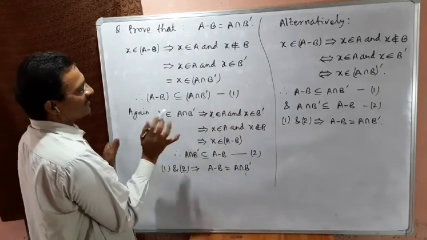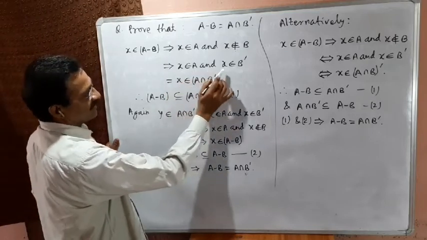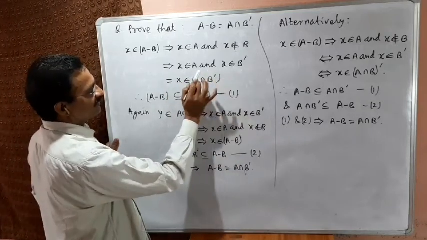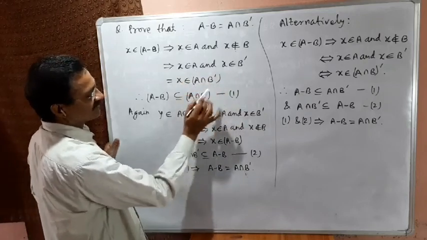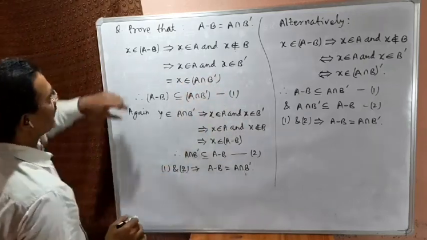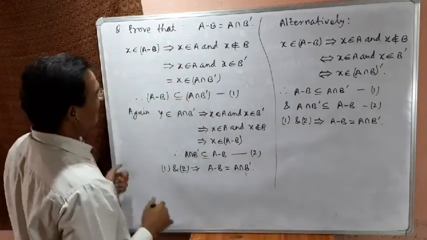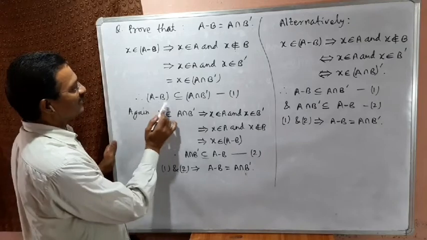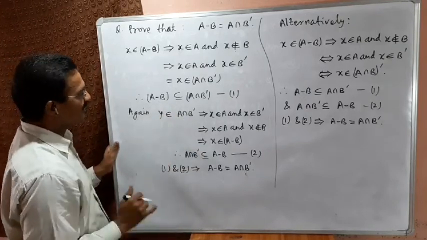Now remember the intersection. If we say x belongs to A and x belongs to B complement, it means x will belong to the intersection of these two. Means x belongs to A intersection B complement. So thus, if x belongs to A minus B, then x also belongs to A intersection B complement. Therefore, we can claim A minus B is a subset of A intersection B complement. Okay, first part is done.